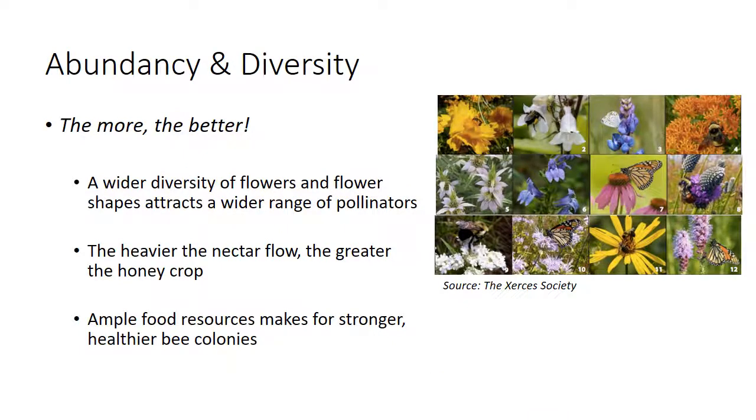Abundance and diversity. This one is pretty obvious. The more the better. Flowers provide nectar and pollen for honeybees and other pollinators, so the more flowers that are available, the more food resources are available, and the stronger and healthier colonies can become. And a wider diversity will really help build up that nectar flow and help beekeepers have a really strong honey harvest at the end of the season.